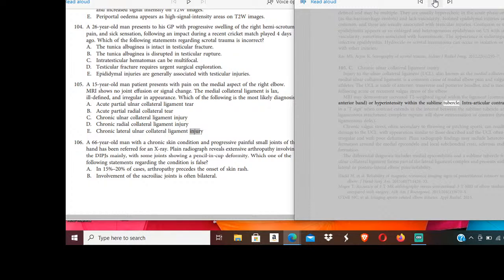hyperintensity within the sublime tubercle. Intra-articular contrast may result in a T sign. When contrast extends in the interval between the sublime tubercle and stripped ligamentous attachment, complete rupture will show extravasation of contrast through the ligamentous defect. Chronic valgus stress, often secondary to throwing or pitching sports, can result in chronic damage to the UCL, with appearances similar to those described, and the UCL often appearing lax, irregular and with poor definition.